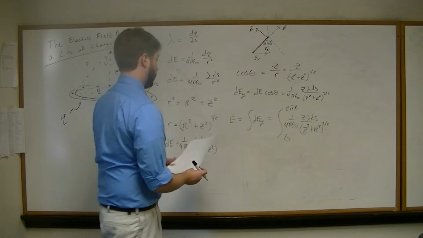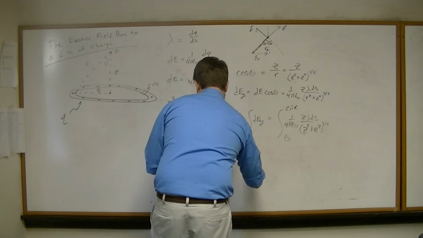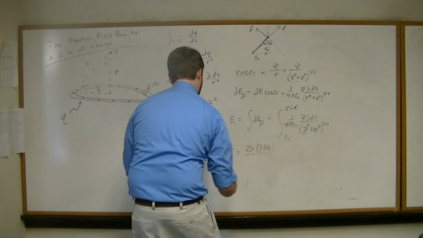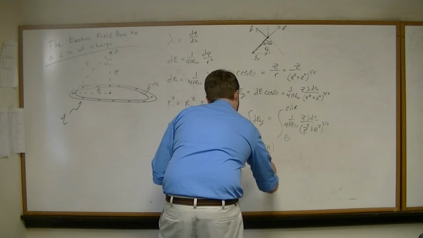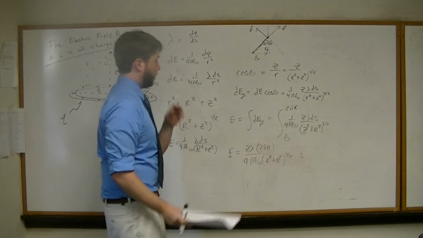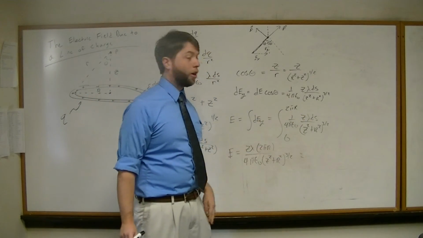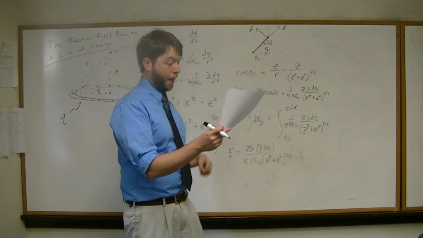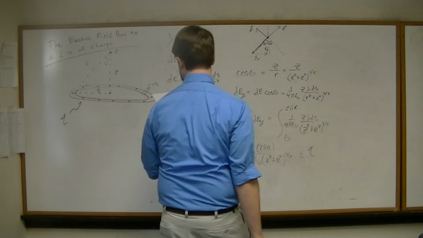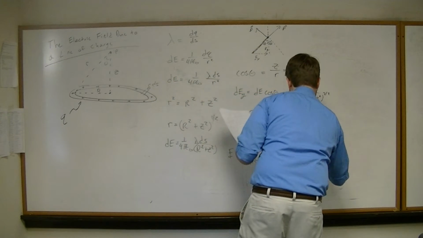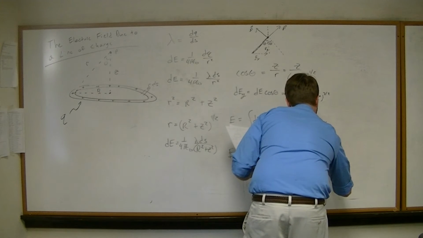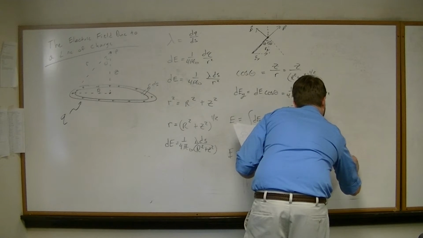Now when you do all that work, we have that the electric field is equal to z lambda 2 pi r divided by 4 pi epsilon naught z squared plus r squared to the 3/2 power. So again, just replacing ds with 2 pi r. Then they want to make it look nice, so they do a little bit of math to it, and they're going to make it Qz over 4 pi epsilon naught z squared plus r squared to the 3/2 power.